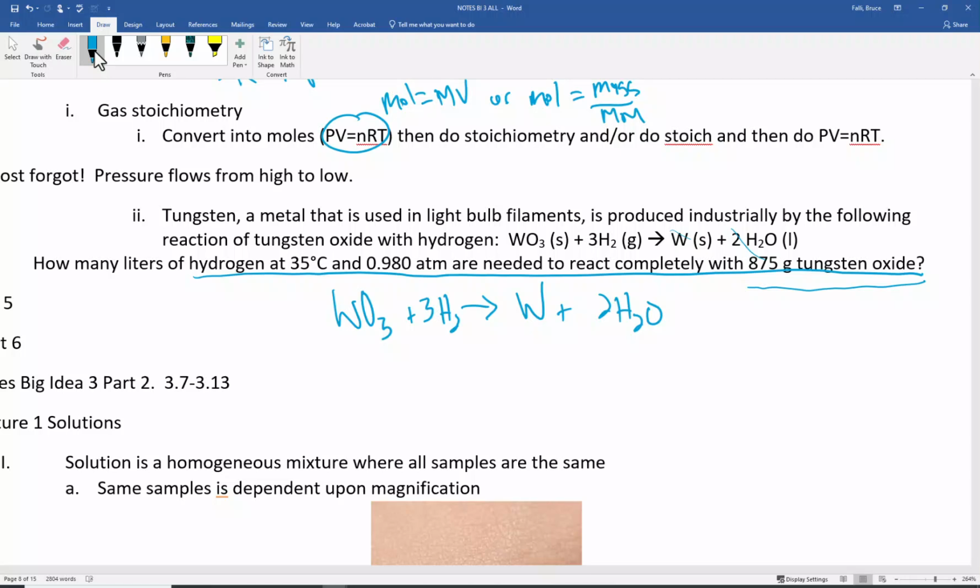Okay, so what I'm going to do is I'm going to convert 875 grams of WO3 into H2. Okay, so I'm going to convert that into moles of H2 times dividing bar. Grams of WO3, and I didn't give myself my molar mass, into 1 mole of WO3.